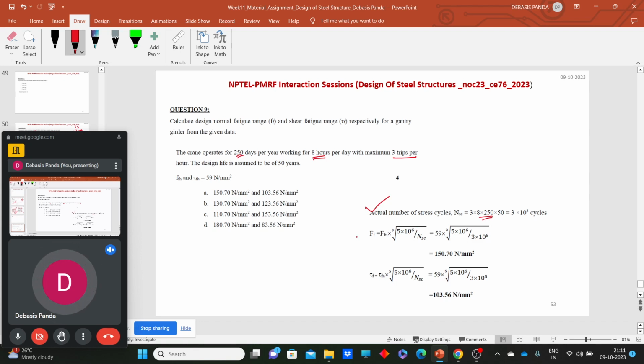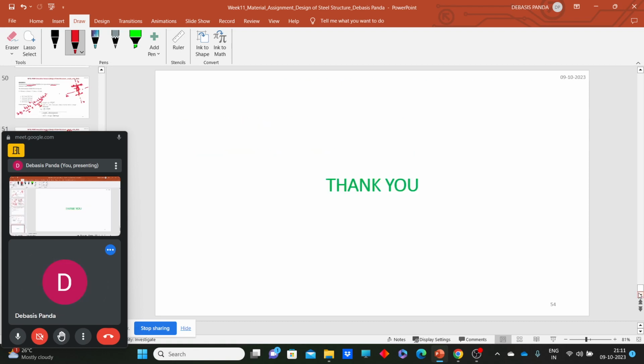Once we have the stress cycles, the values corresponding to the fatigue range, the normal fatigue range f and the shear fatigue range tau f, we can calculate using this formula, like f n cube root of 5 into 10 to the power 6 by N sc and all these things. So the values are coming as 150.70 and 103.56. So option A will be the correct answer. Okay, so that's all for now.